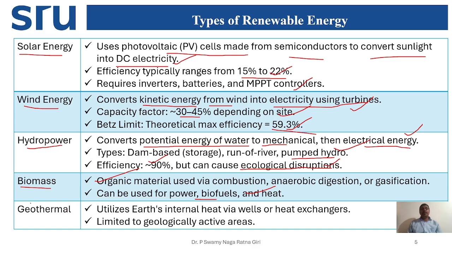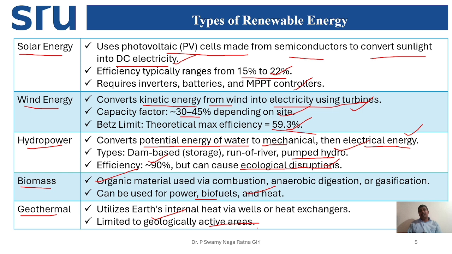Next one is geothermal energy. Geothermal energy comes from the utilization of the Earth's internal heat via wells or heat exchangers. When you are extracting oil or something, sometimes it will generate heat. Via wells and heat exchangers, we can catch that heat in a proper way, and then heat energy can be converted into electrical energy. That is the end product. It is limited to geologically active areas, because we cannot identify how many heat-generating wells will be available, and we have to identify geologically where geothermal energy is available.